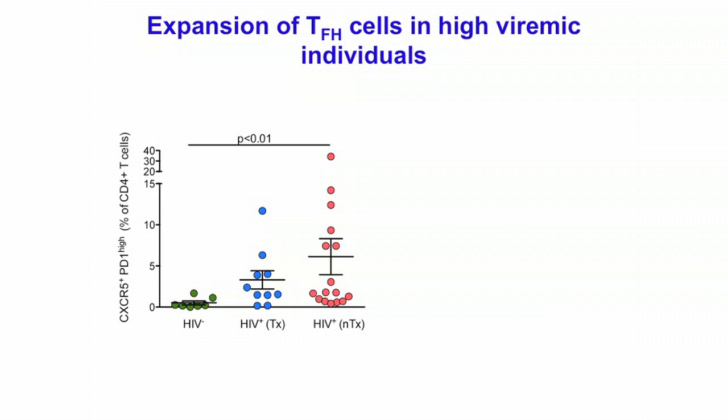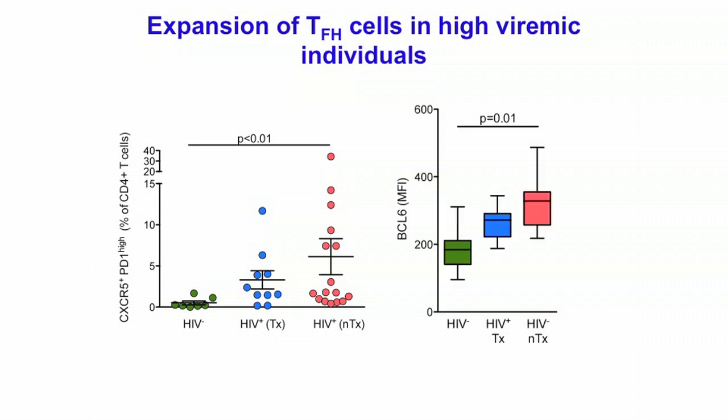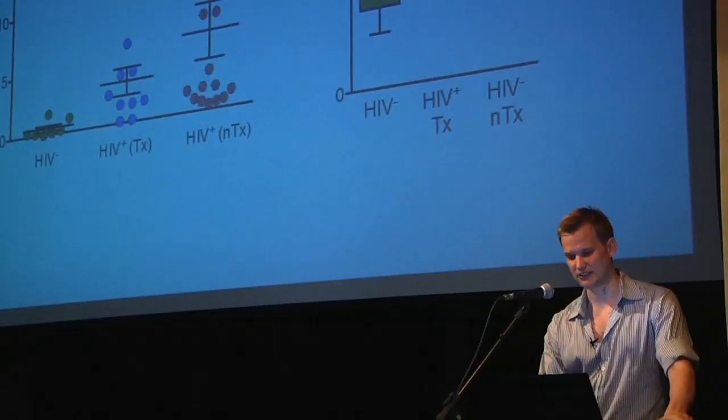However, in HIV infection, we were really surprised to see that while in HIV negative we have an average of about 1% CXCR5 positive PD-1 high cells, we see a significant expansion of T follicular helper cells in the lymph node. This is based on CXCR5 PD-1 high, but we also see that the transcription factor BCL6 within this CXCR5 PD-1 high population is associated with the level of viremia, with HIV positive non-treated patients having the highest level of BCL6 expression.